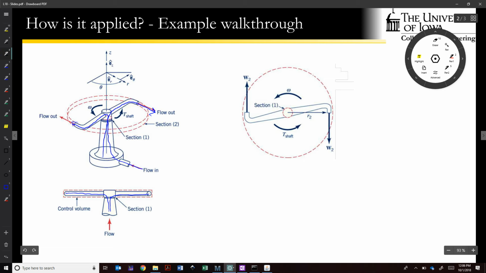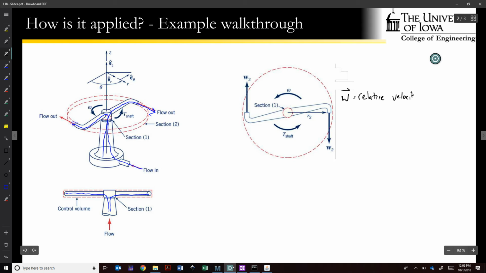For example, shown on this figure on the right, we've got what we're calling W. This would be defined as the relative velocity between the rotating machinery and the fluid. That is, W is the fluid velocity that you would see if you were riding around on the nozzle of this sprinkler head.